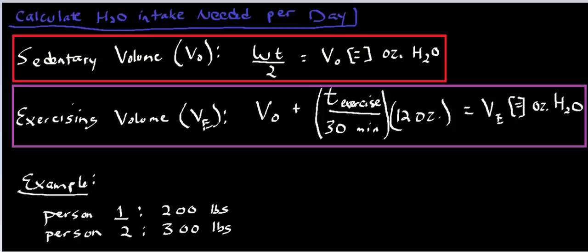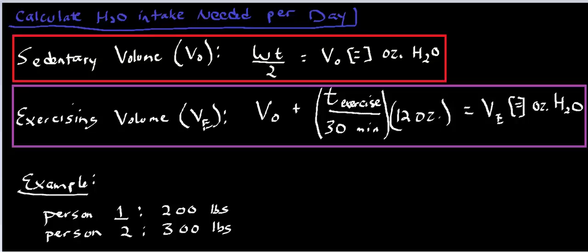And in order to get the amount of water that you would have to intake if you were actively exercising, you actually have to do the first calculation for the sedentary volume first. And we're actually going to calculate this for two different individuals. One person's going to be 200 pounds, the other's 300.